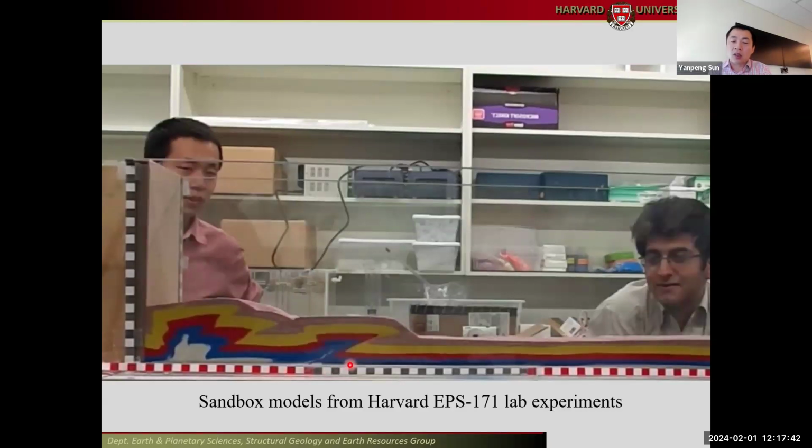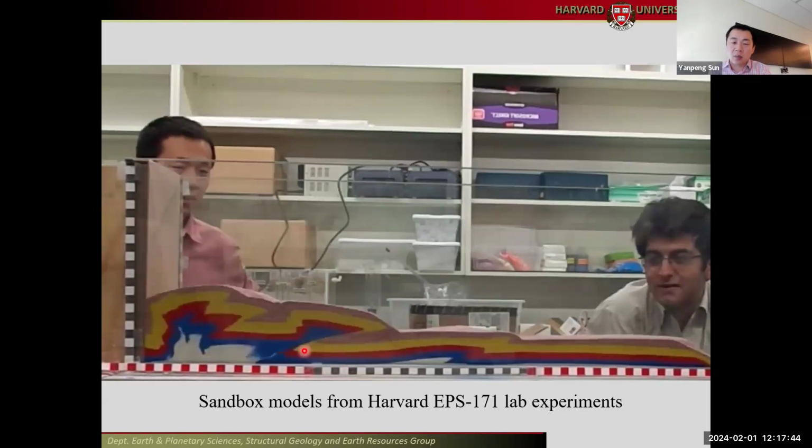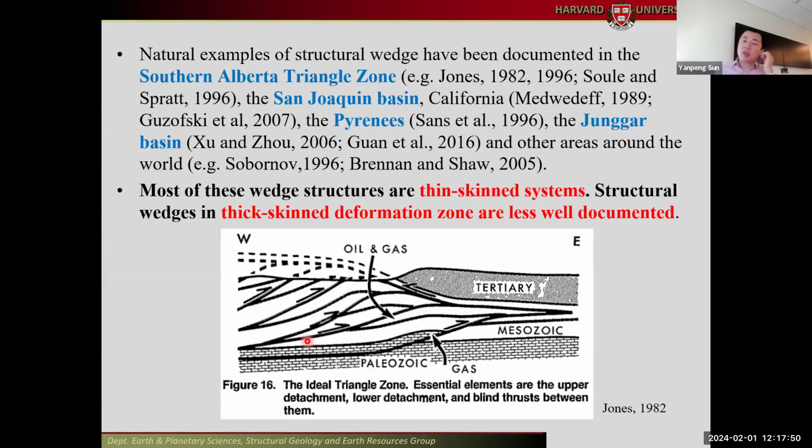thrust. As I continue the deformation, you actually see that beyond those fault thrusts, you've got a series of back thrusts in this system. So overall, this kind of wedge structure, sometimes called the triangle zone, is not that unusual. Lots of this has been documented in some of the global basins, both in Alberta, in California, and in some of the Pyrenees studies.